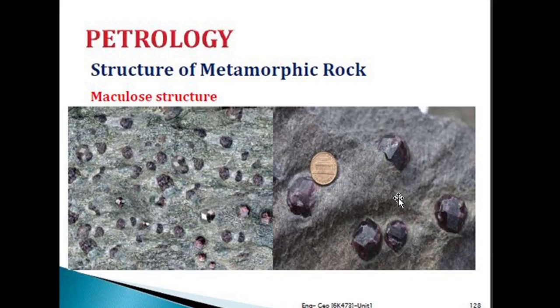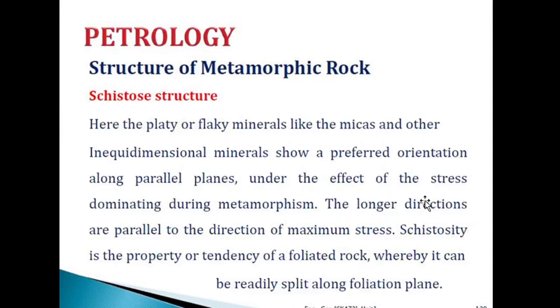So these are the rocks which are not melted. They are not changed, and because of this they are showing the spotted appearance. So this is all about the maculose structure. Next type of structure is schistose structure.